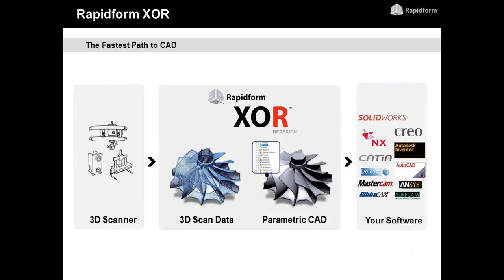Now, we call Rapidform XOR the fastest path to CAD. What does that mean? Well, basically, you're going to take scan data that you obtain using a 3D scanner, and you're going to place that into XOR. What XOR is going to be able to do is create a parametric CAD model from the scan data, all in one system. We have all the mesh processing tools, we have the scan data itself, and we have CAD tools for you to create an accurate parametric model. We know it's going to be accurate because we also have an XOR analyzer, which allows you to check the accuracy of your model against the scan data. And then once you've completed your model, you can go ahead and export that into your native CAD system. That's SolidWorks, Creo, NX, Inventor, and the list goes on.